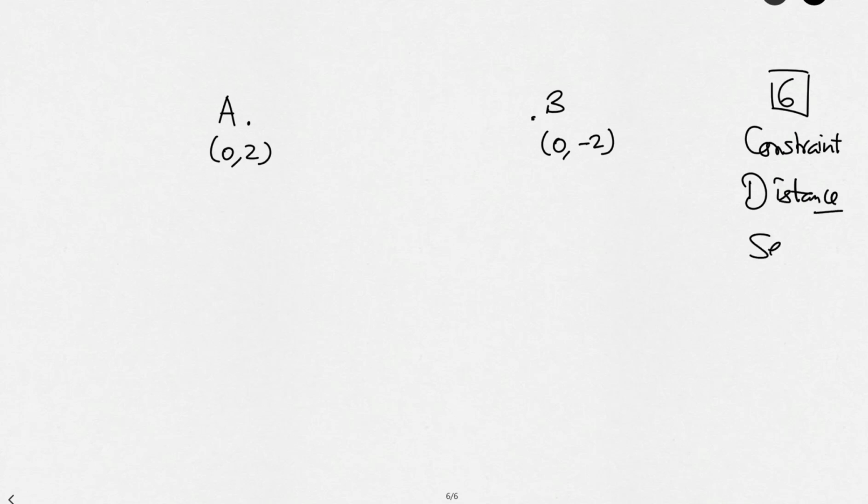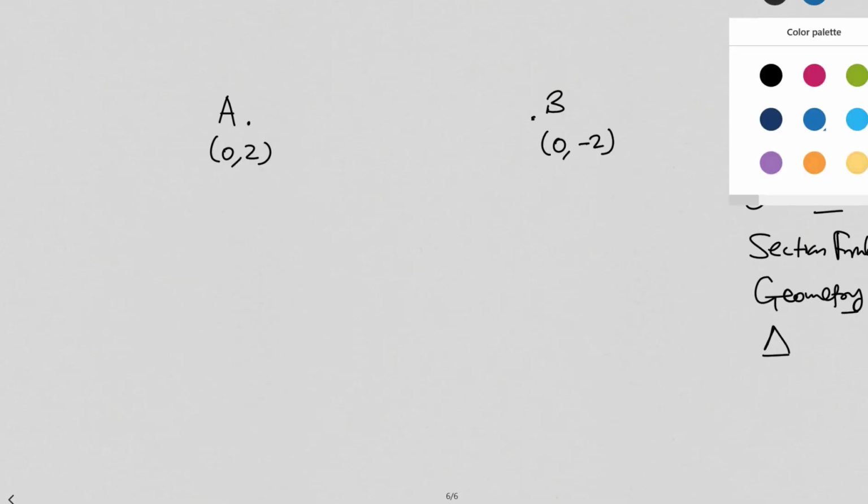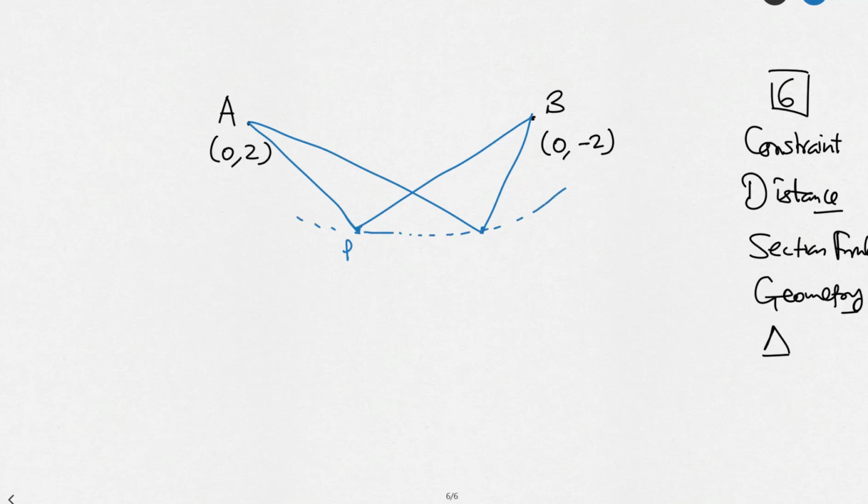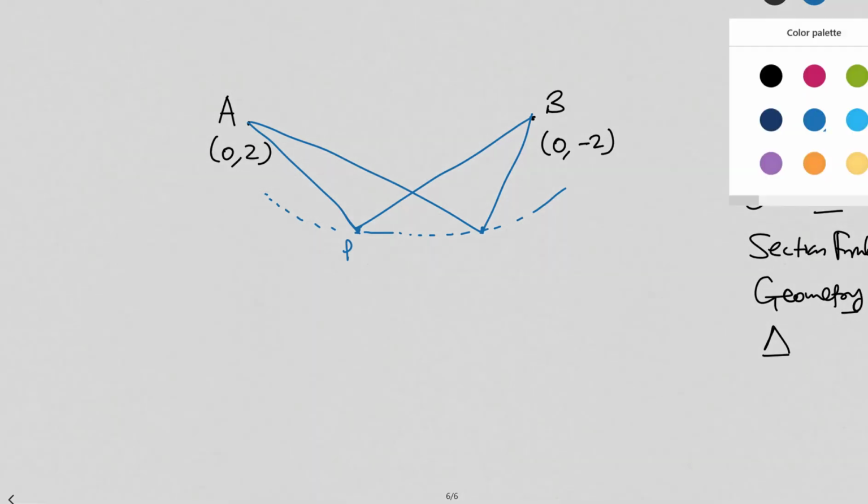You can use section formula, basics of geometry also, and area of triangle, those kinds of things. Alright, so it says the sum of the distance is always 6. If this distance is 6, the point was P. Again, let's say P moved here, and again if the sum of distance is 6, it will make some curve, right? I don't know what the curve is. That's the objective that we have to figure out.